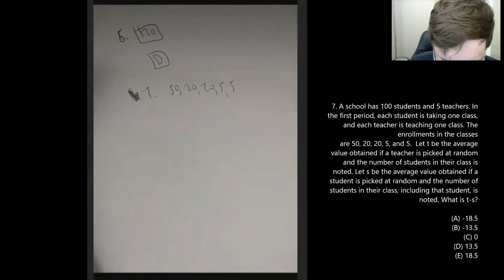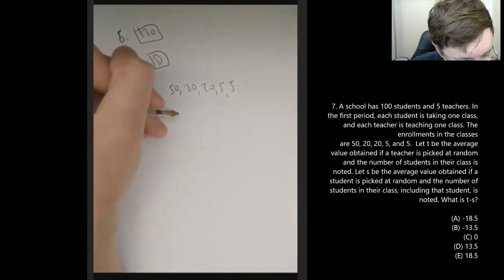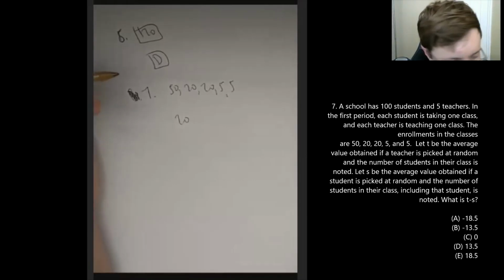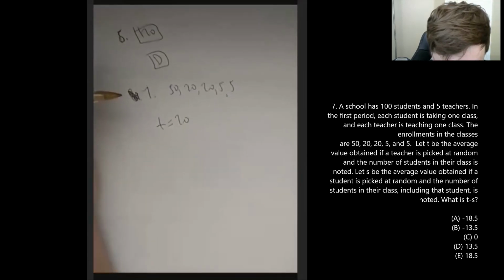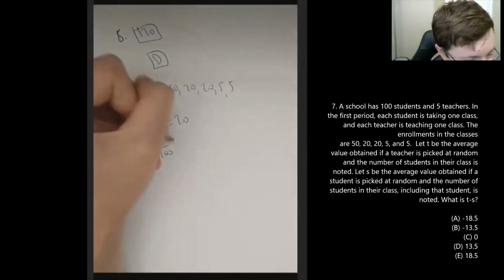And okay, the average value obtained if a teacher is picked at random and the number of students in the class is noted. I just add these up and divide by 5. So there are 100 students and they're an average of 20 students per teacher. And then out of all the students, okay, that's a little tricky. So T is 20 students per teacher on average. And then for the students, there's a 50 out of 100 probability that I pick one of the 50s.